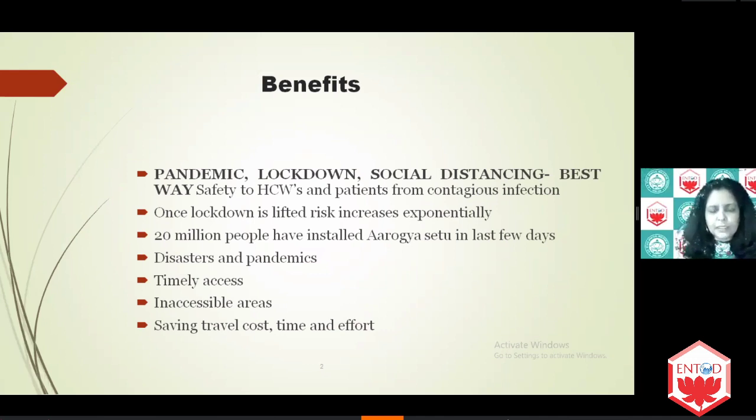Our government has taken active and keen interest in this. And recently, the Arogya Setu app was launched. And on the call of the Prime Minister, within 2 days, 20 million people downloaded this app.